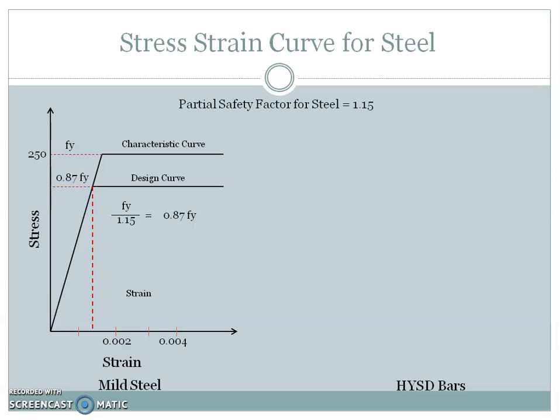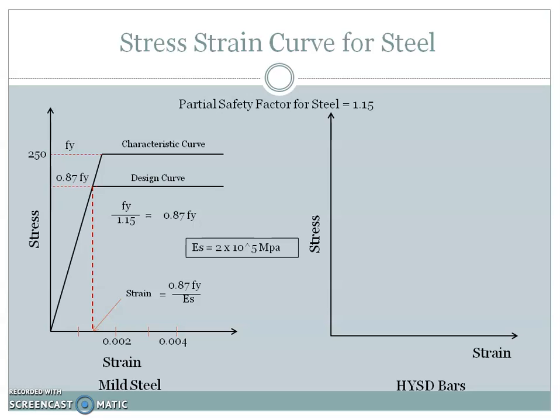The strain is equal to 0.87 Fy upon the modulus of elasticity of steel, that is Es, and for all types of steel, the value of Es is equal to 2 into 10 to the power 5 MPa. Okay, so on the other hand, if you see HYSD bars, it comes out to be something like this.